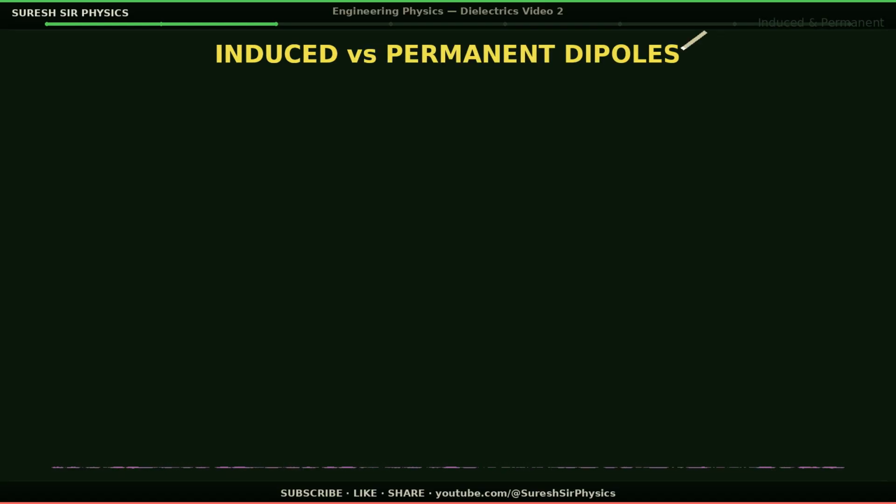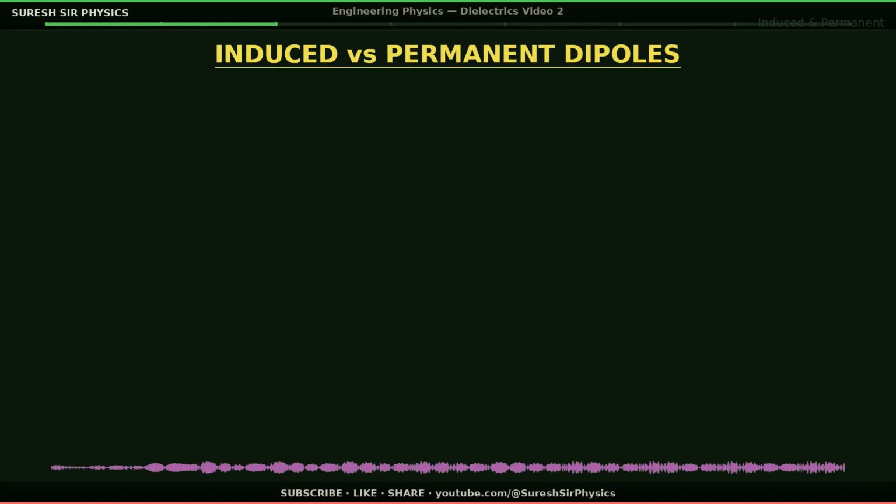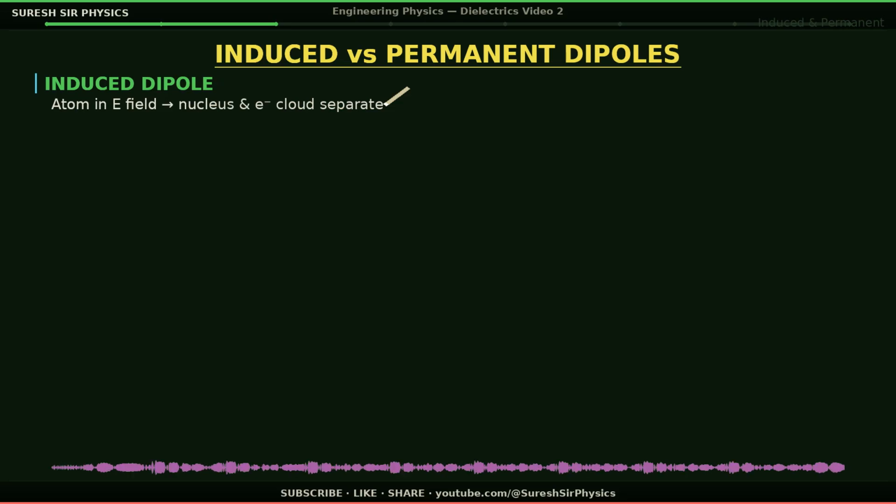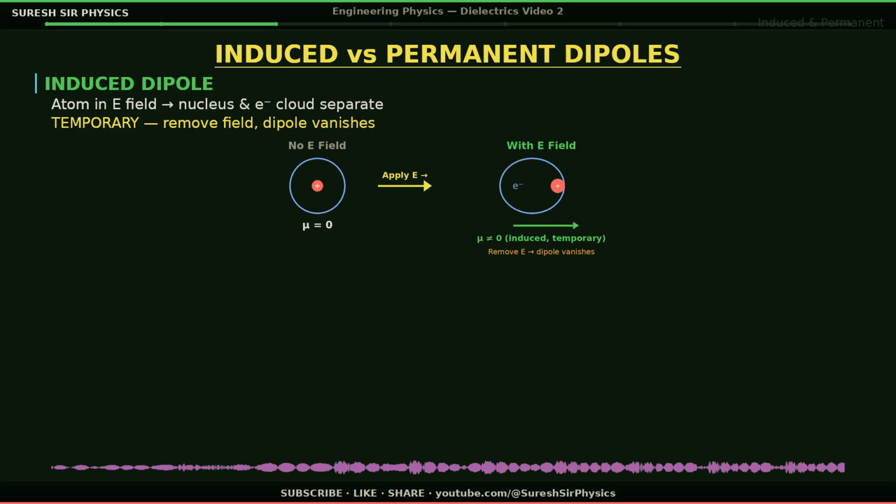Next we learn about what is induced dipole. When we place an atom in an electric field, the nucleus and electron cloud separate slightly, creating an induced dipole. The stronger the field, the larger the separation and the larger the dipole moment. The induced dipole is temporary. Remove the field and the charges return to their original positions. Generally, dielectric materials get polarized when external electric field is applied.